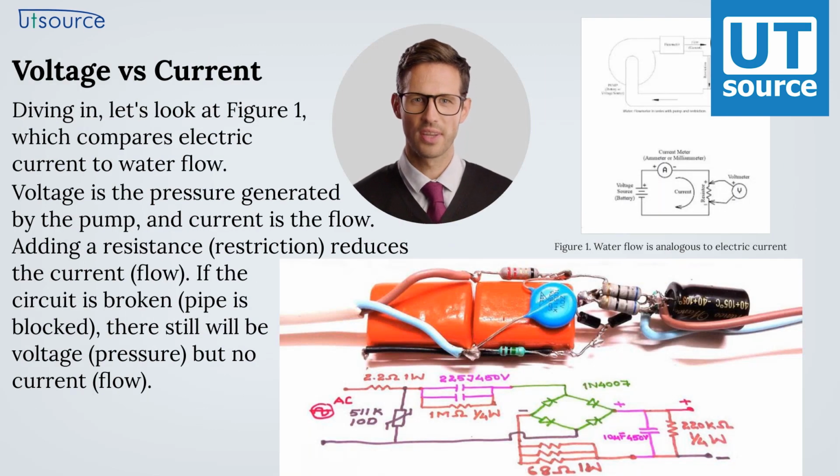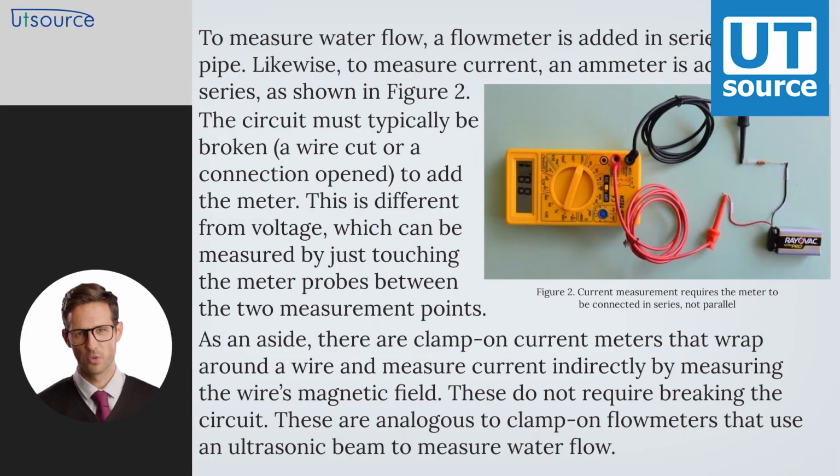Voltage vs. current. Diving in, let's look at Figure 1, which compares electric current to water flow. To measure water flow, a flowmeter is added in series in the pipe. Likewise, to measure current, an ammeter is added in series, as shown in Figure 2. The circuit must typically be broken, a wire cut, or a connection opened, to add the meter. This is different from voltage, which can be measured by just touching the meter probes between the 2 measurement points.